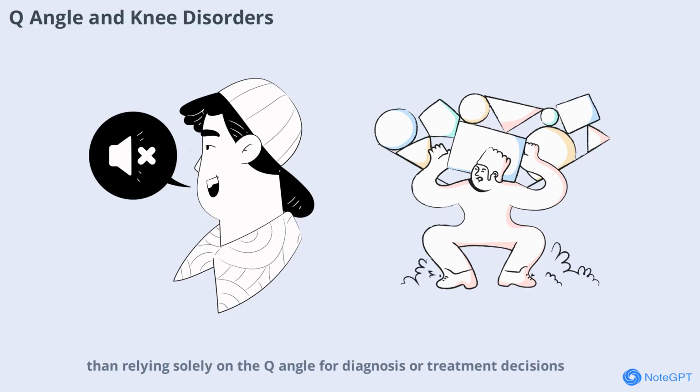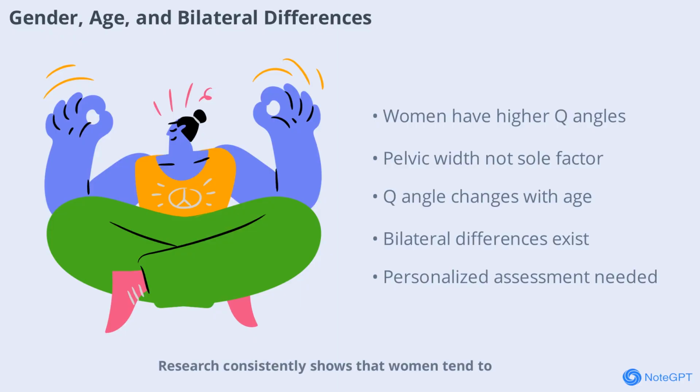Research consistently shows that women tend to have higher mean Q angles than men, with differences ranging from about 2 to 8 degrees. This has often been attributed to anatomical differences like a wider pelvis, but recent studies challenge this assumption, suggesting that pelvic width alone does not fully explain the disparity.